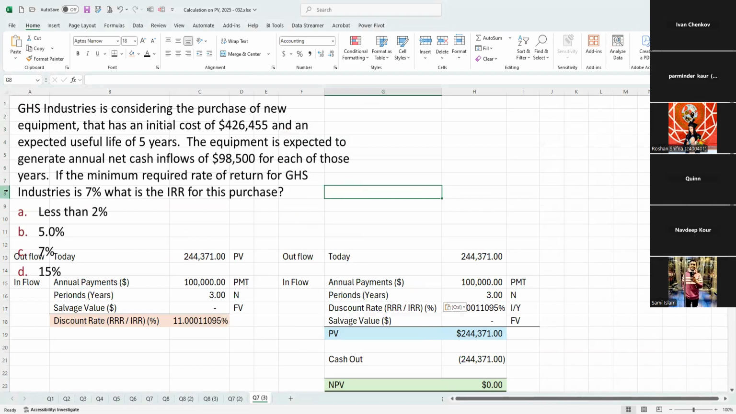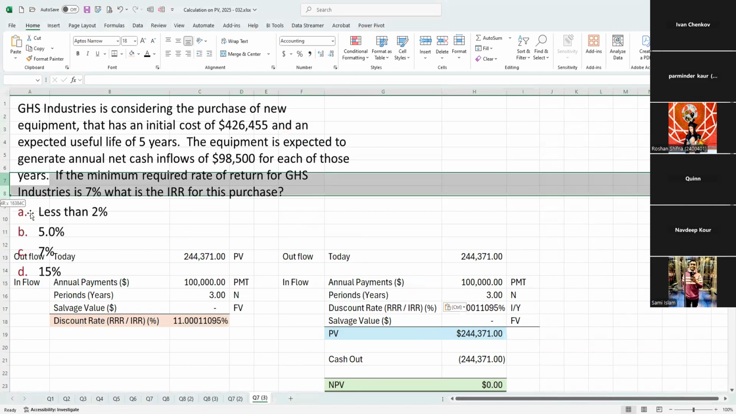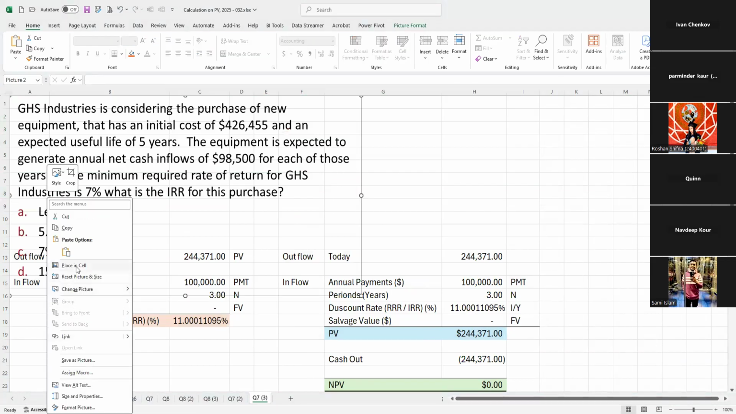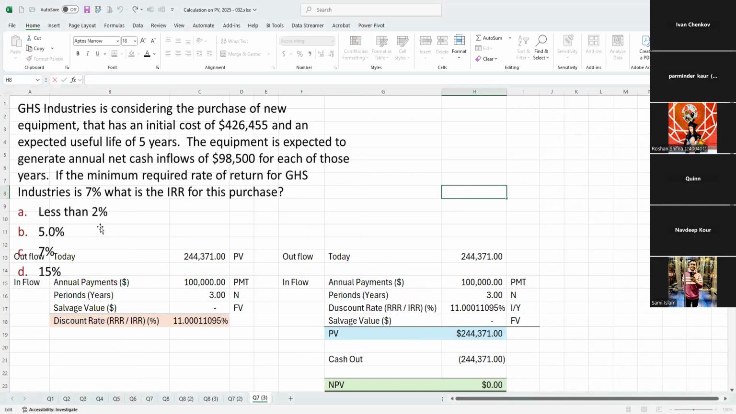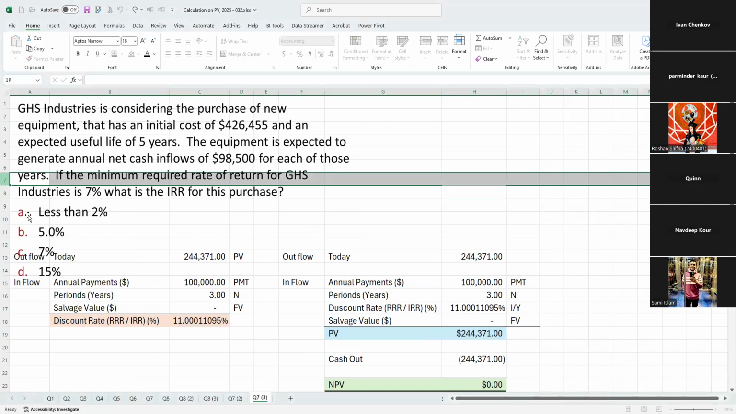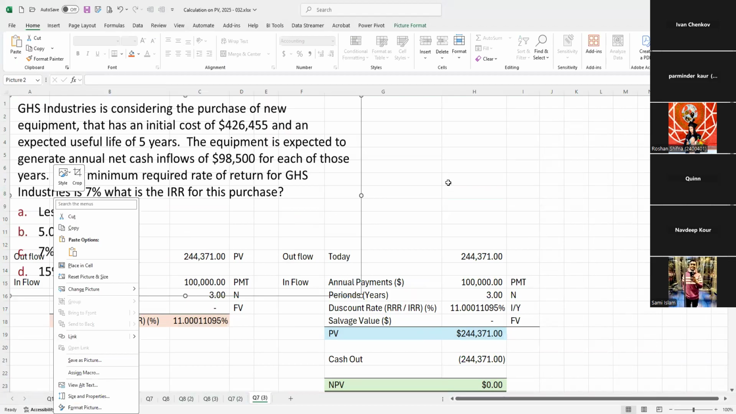Can you guys see the question? Yes, sir. Let's insert a little bit more lines here.